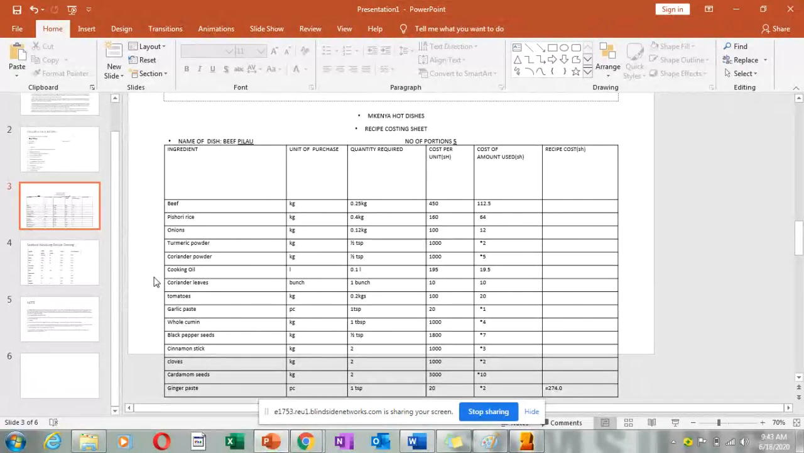Can you see that? Yes. So you can see there's the Mkenya restaurant or Mkenya hot dishes. Then there's that name, recipe costing sheet. And name of dish is beef pilau, and number of portions is 5. Have you seen that? Yes. And then the table is the same. What is here is what I was drawing there. So you can use that to draw.